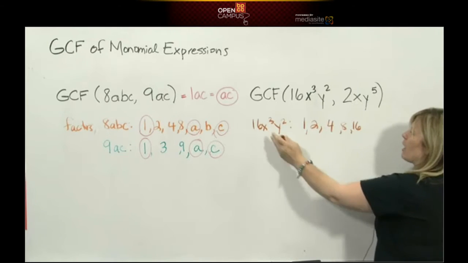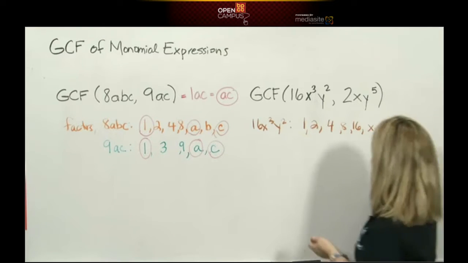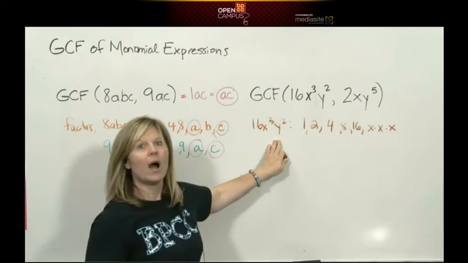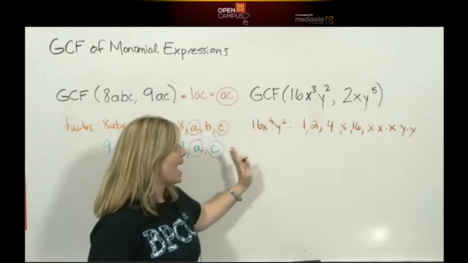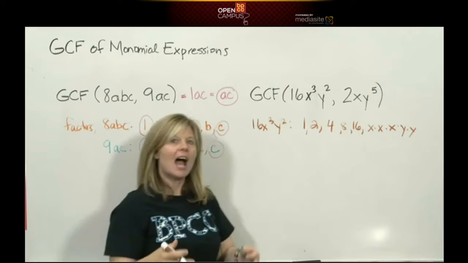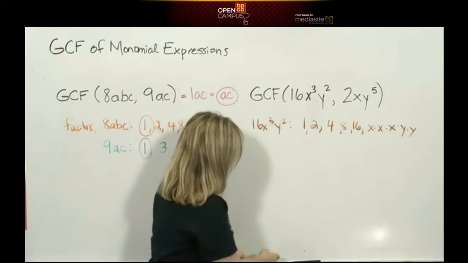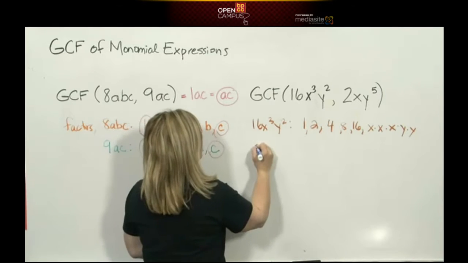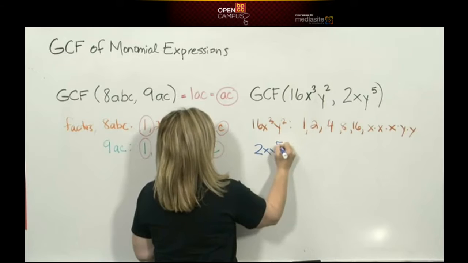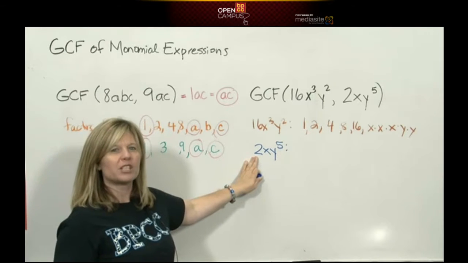Then we'll take our variable x cubed. Well, we learned x cubed is x times x times x. Y squared is y times y. So that's listing out the factors. How you would rewrite this monomial is multiplication. All right, let's do our next term, 2xy to the fifth. So 2 is our only even number that's prime.